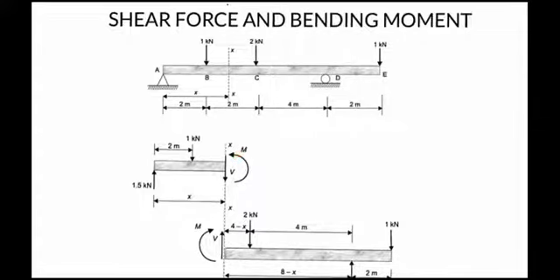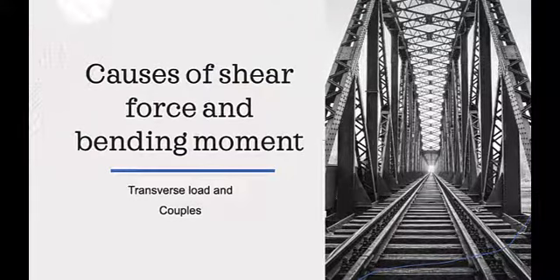The quantities V and M may be determined by the conditions of equilibrium for the isolated part of the beam. Causes: they are caused by transverse loads and couples.